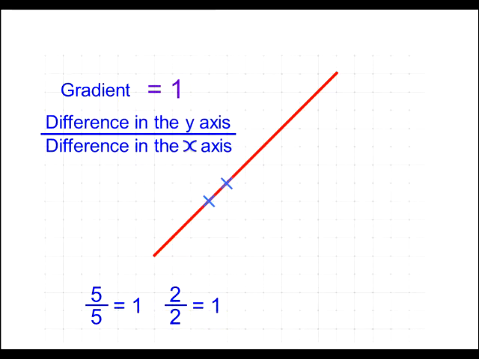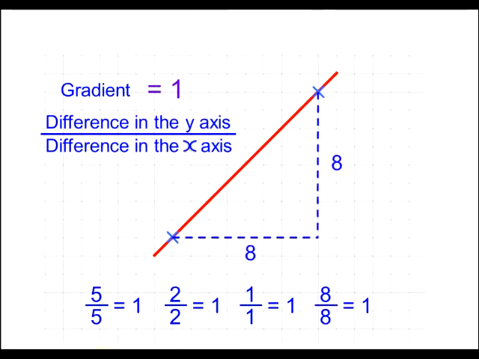We could take really small ones. 1 divided by 1, that's 1. Or really big ones. 8 and 8, which is also 1. So I'm trying to get you to realise it doesn't matter where these two good points are. Whatever you have, it will always give you the same answer. So this we'd say has a gradient of 1.